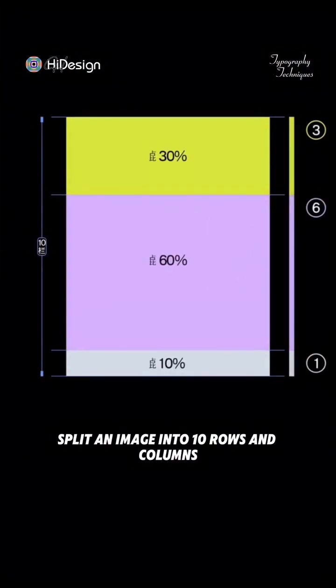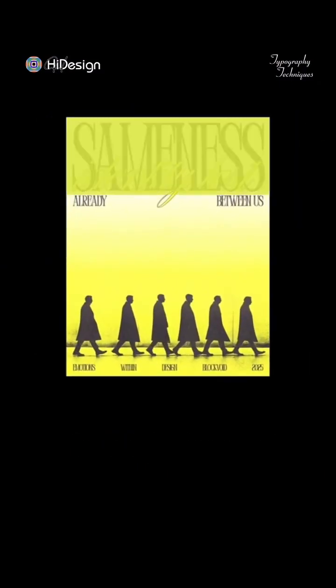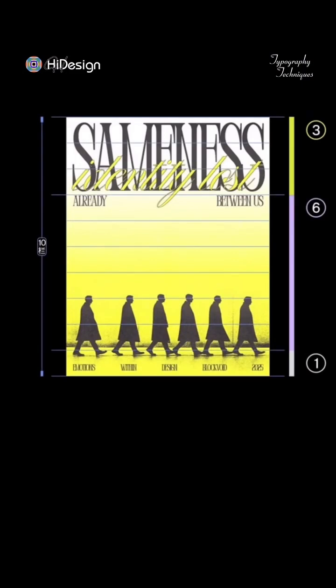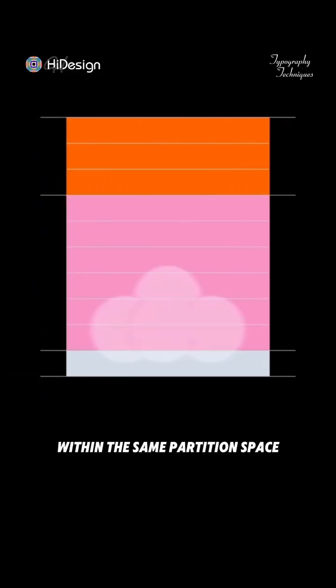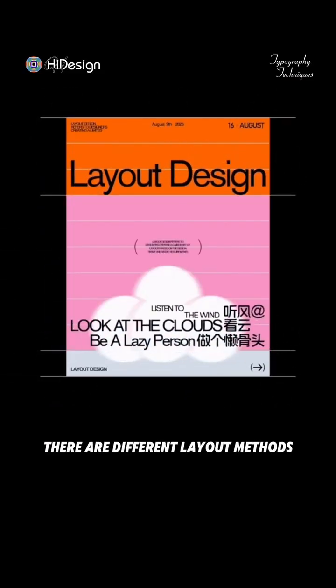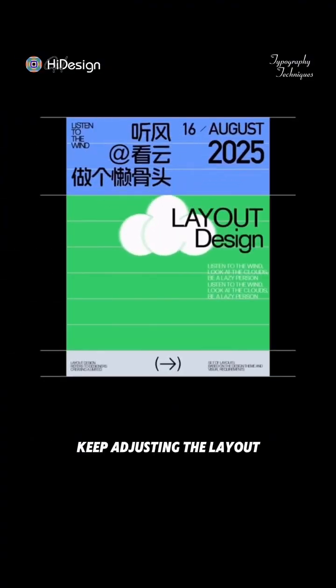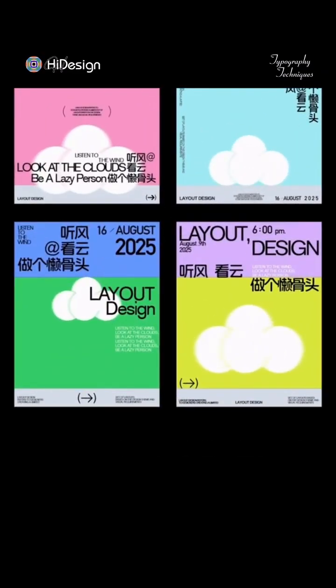Split an image into 10 rows and columns, using a 3 to 6 to 1 division. Put our content into the 3 to 6 to 1 divided space. Within the same partition space, there are different layout methods. After learning this method, keep adjusting the layout and achieve a different visual feeling.